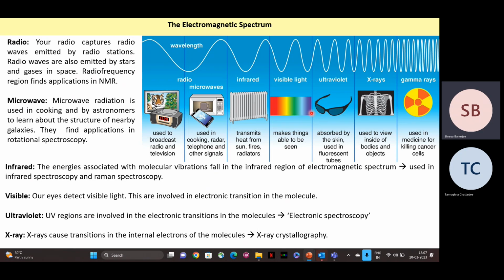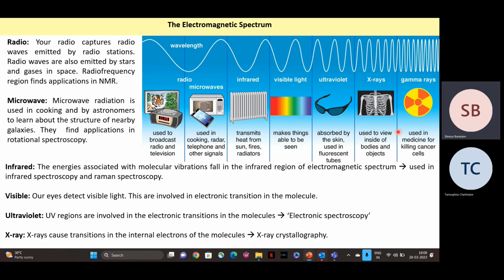The visible region is the part that is visible to our naked eyes, and it is involved in electronic transitions in the molecule. So from one electronic state to a higher electronic state, the energy required is that of visible light. UV light, as you know, is harmful when absorbed by the skin, and it is also used in fluorescent tubes. UV lights are used in UV-visible spectroscopy, and they result in electronic transitions of the molecules, and so it is also called electronic spectroscopy.